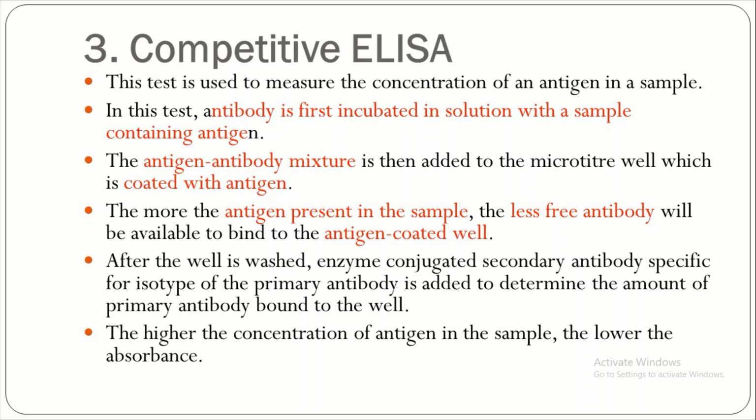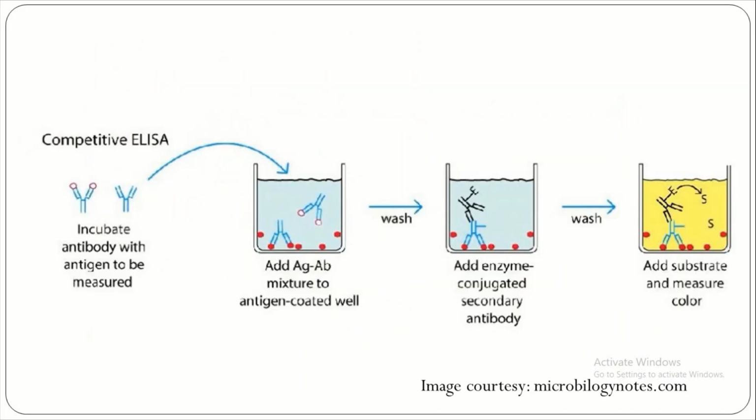After the well is washed, the enzyme-conjugated secondary antibody, specific for the isotype of the primary antibody, is added to determine the amount of primary antibody bound to the well. The higher the concentration of antibody in the sample, the lower the absorbance. This is a basic principle.